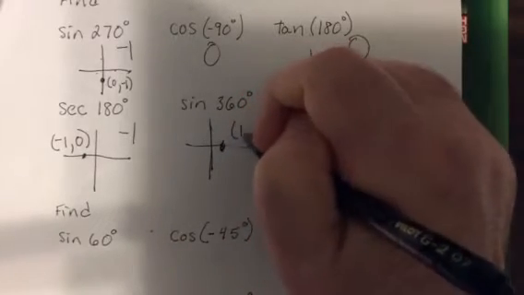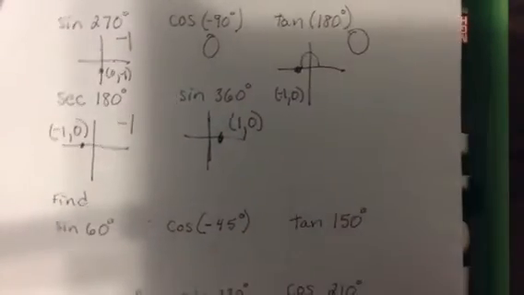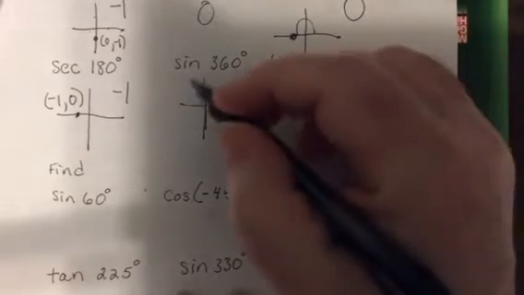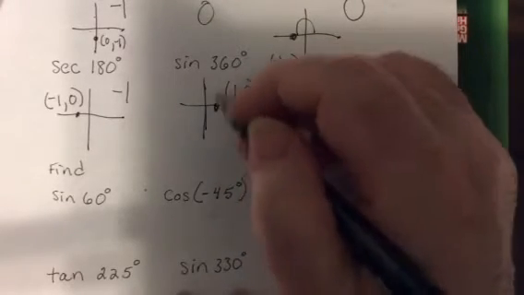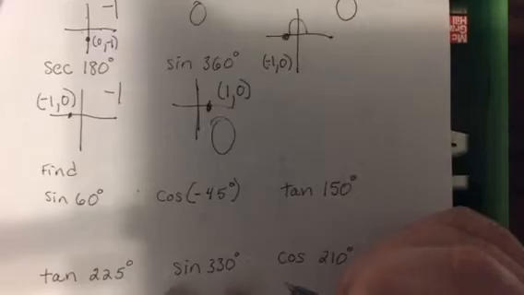So that would be 1, 0, or the same as 0 degrees. Sine is y over r, so it'd be 0. And that's all.